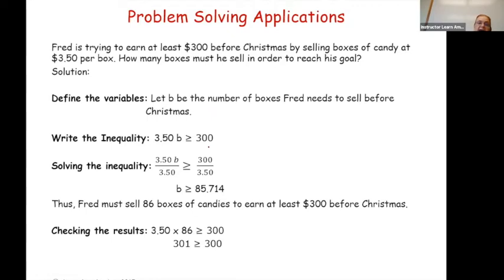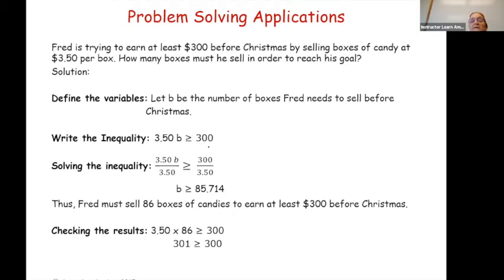Okay, so let's see how these inequalities can show up in a problem situation. Supposing we take this problem. Fred is trying to earn at least $300 before Christmas by selling boxes of candy at $3.50 a box. How many boxes must he sell to reach his goal? Well, first we do want to define our variables.